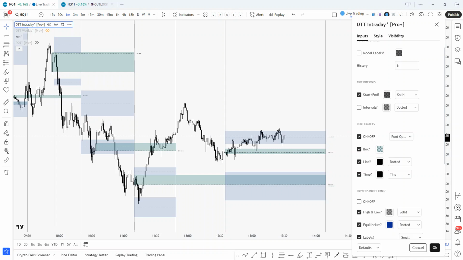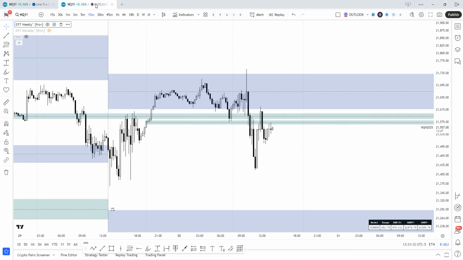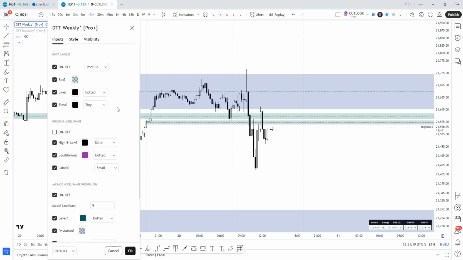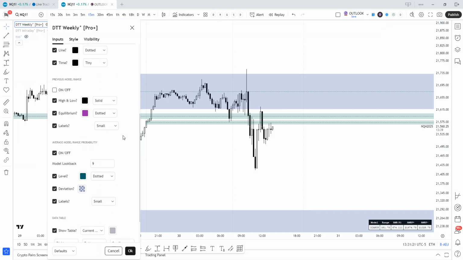DTT weekly. These are the settings I like to use for the weekly. It's pretty much the same. Same exact settings.